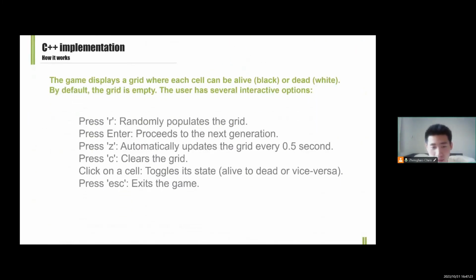Next, how it works. The game displays a grid where each cell can be alive or dead. By default, the grid is empty. The user has several interactive options. Press R to randomly populate the grid. Press Enter to proceed to the next generation. Press Z to automatically update the grid every 0.5 seconds. Press C to clear the grid, and so on.